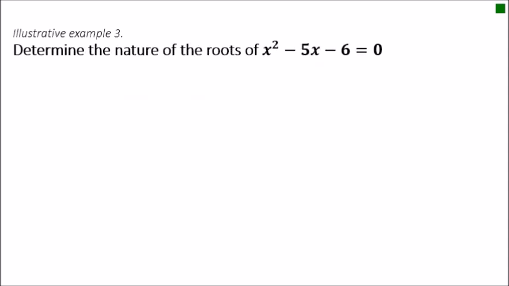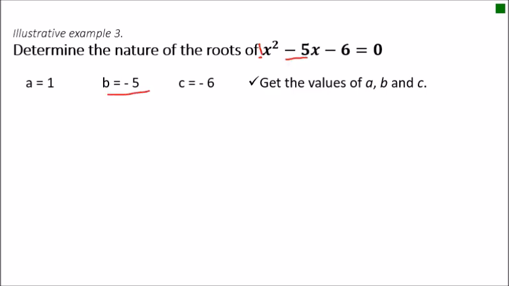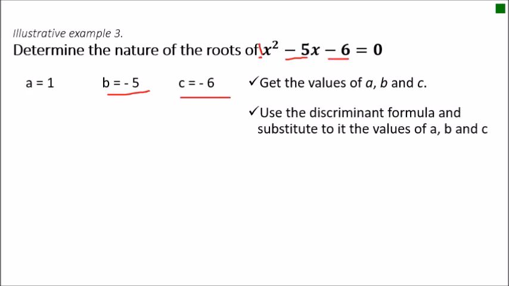Determine the nature of the roots of x squared minus 5x minus 6 is equal to 0. Ganun ulit. Get the values of a, b, and c. A is 1. Dito galing yung 1. Imaginary 1. And then b is negative 5. Ito. Then c is negative 6. Ito yan. Use the formula. Okay? And then substitute. Your b is negative 5. Your a is positive 1. Your c is negative 6.